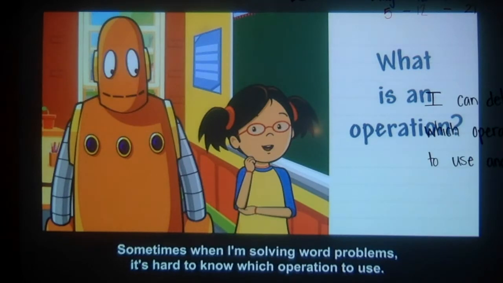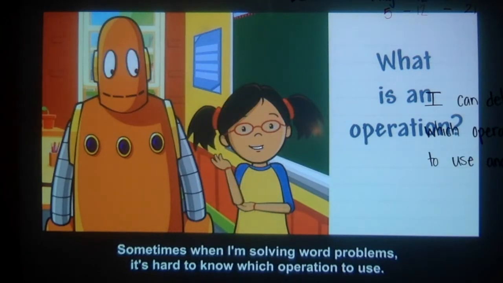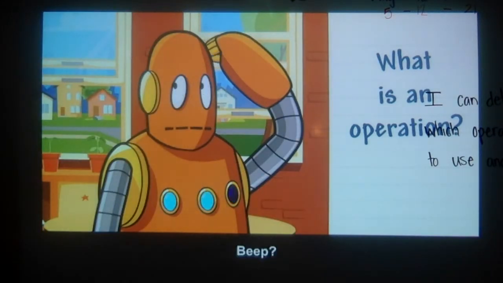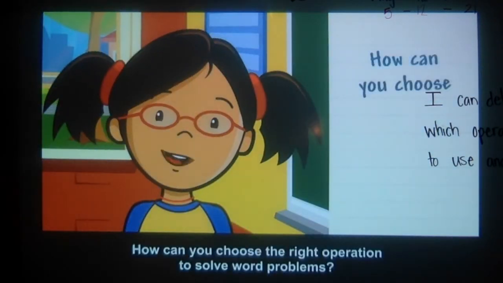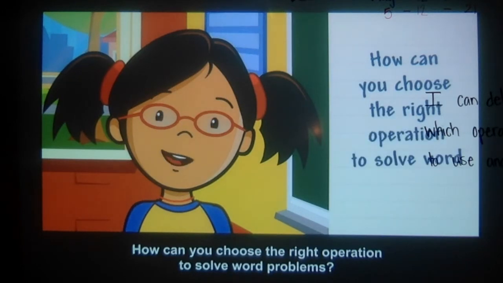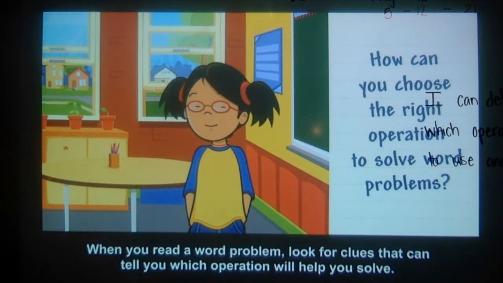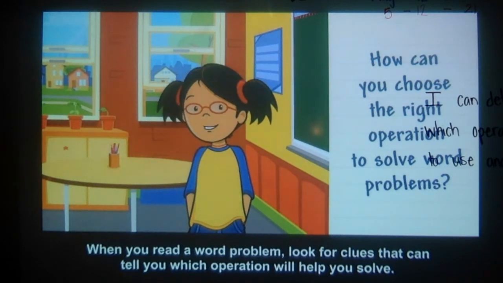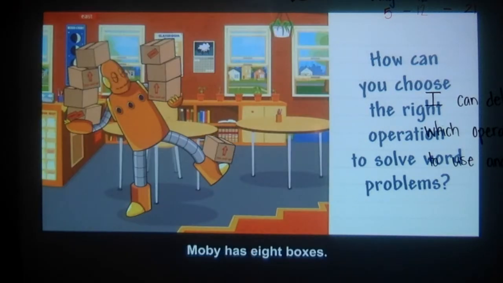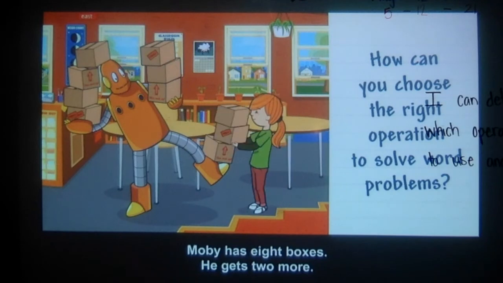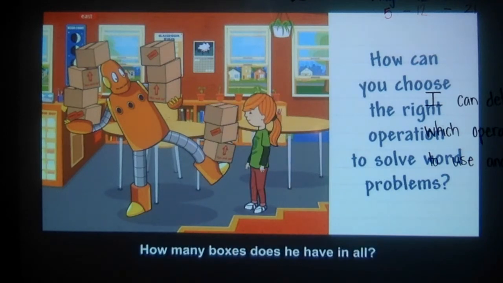Sometimes when I'm solving word problems, it's hard to know which operation to use. How can you choose the right operation to solve word problems? When you read a word problem, look for clues that can tell you which operation will help you solve. Moby has 8 boxes. He gets 2 more. How many boxes does he have in all?